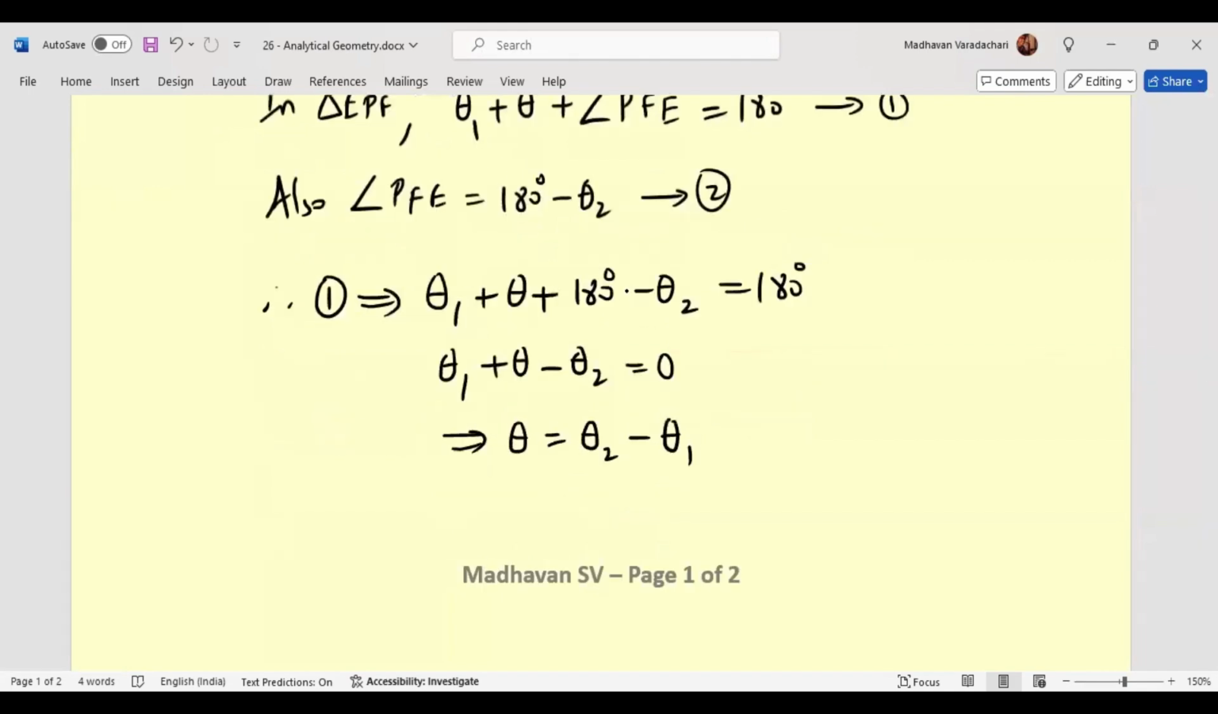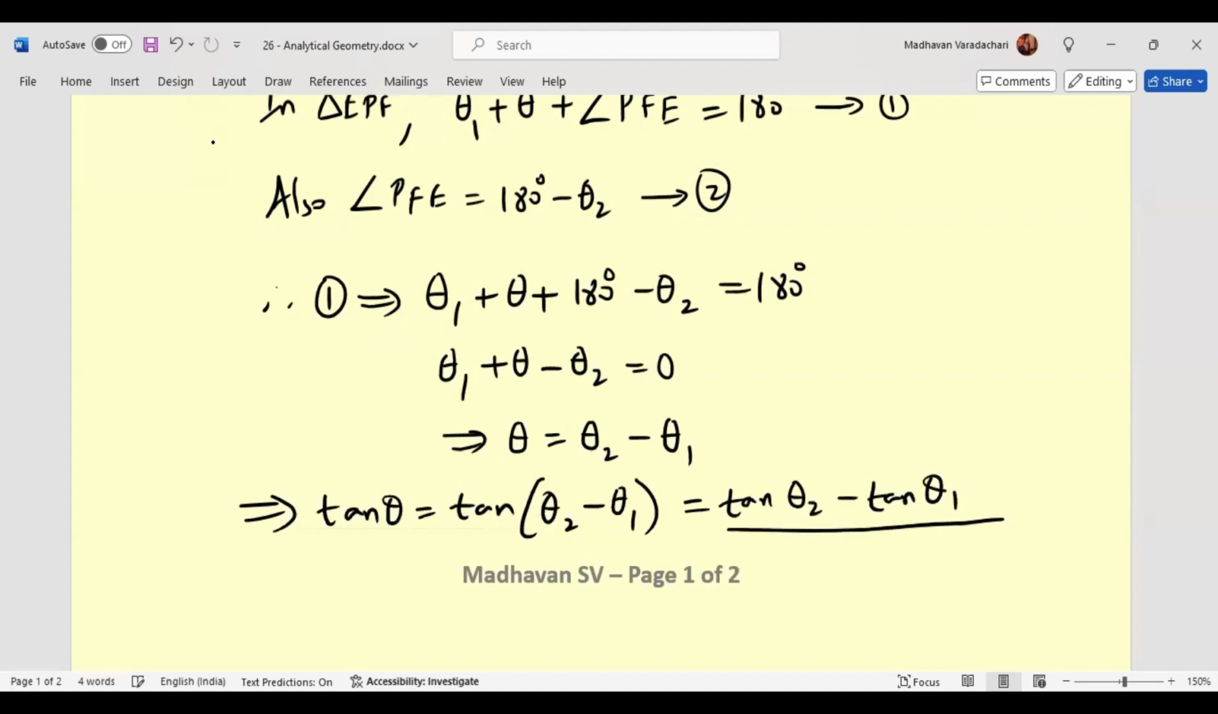Applying tan on both sides, tan theta is equal to tan of theta 2 minus theta 1. By applying trigonometric formula, this can be rewritten as tan theta 2 minus tan theta 1 divided by 1 plus tan theta 2 tan theta 1.